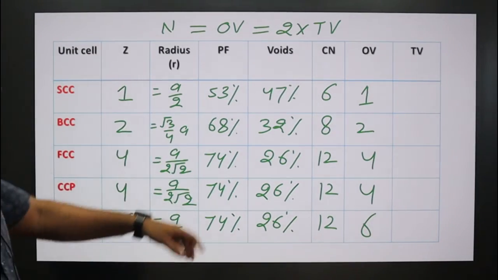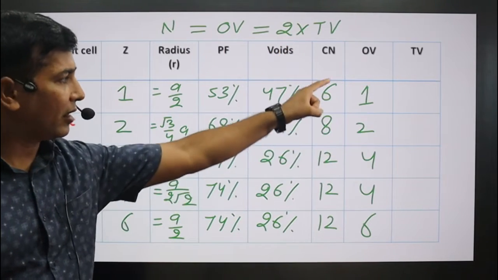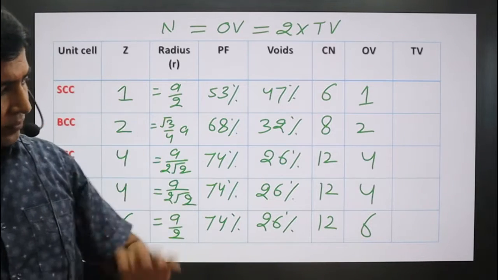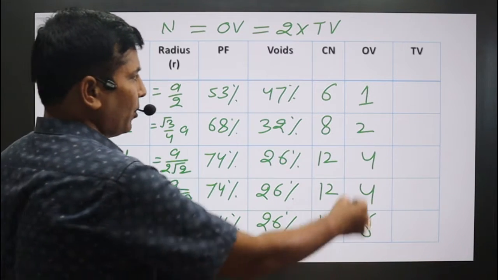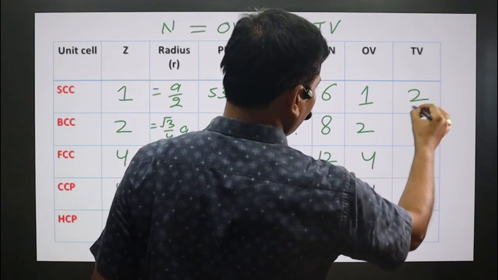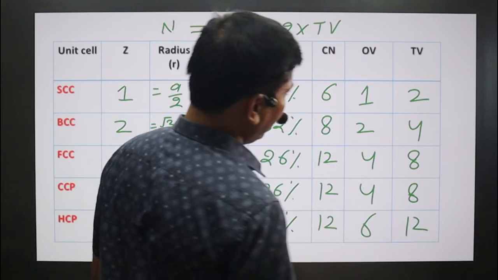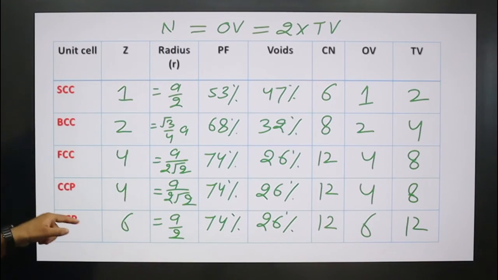Okay. Now to determine tetrahedral void, we can multiply octahedral void values by 2. So multiplied by 2: 2 ones are 2, we get 2 twos are 4, 2 fours are 8, 2 fours are 8, 2 sixes are 12. So these are the values for the number of tetrahedral voids in each unit cell.